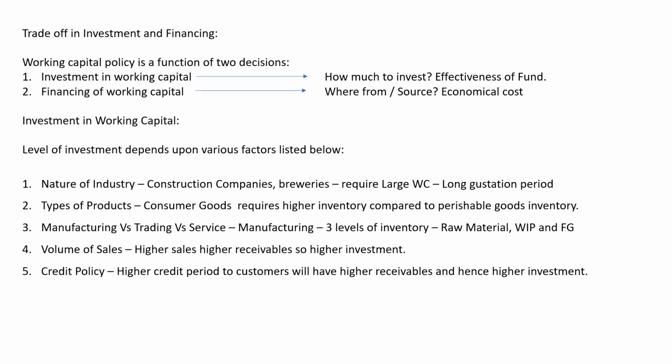Now let us understand the trade-off in investment and financing. This is the second area of scope of working capital management. So working capital management policy is a function of two decisions. One is investment in working capital, that is how much to invest and how it can be effectively utilized. And second is financing of working capital, from where this investment can be sourced and how economically it can be sourced.